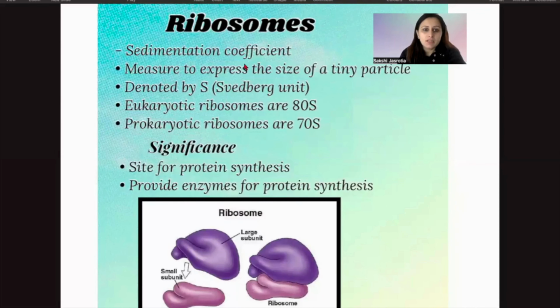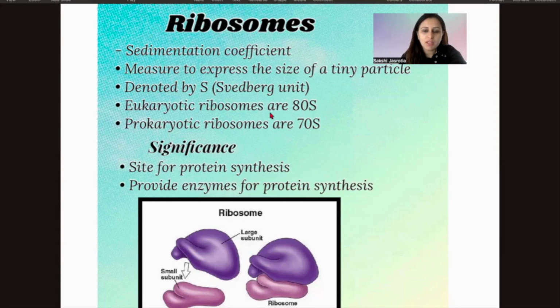Now, sedimentation coefficient. We have studied that S is used, which tells about the size. So the ribosomes are very tiny particles present in the cytoplasm and on the surface of RER. They are measured in this form, which is called the sedimentation coefficient, right? It is denoted by S, that is Svedberg's unit, which is named after the scientist who worked on it.